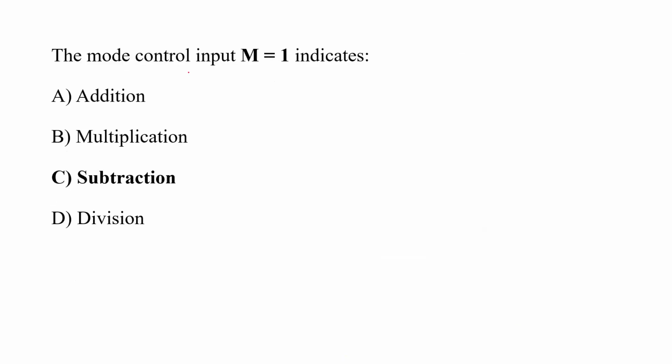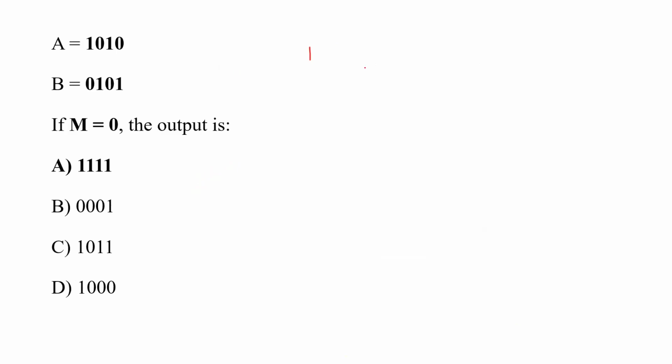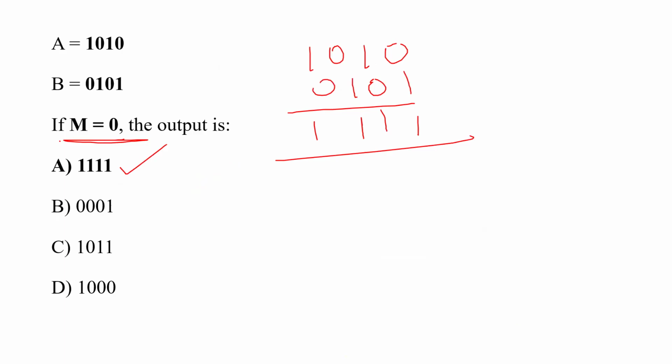Next one: the mode control input M equal to 1 means what? Already I said, M equal to 0 means adder, and M equal to 1 means subtraction. Now M equal to 1 is given, so automatically it will be a subtraction. Now you can see A equal to 1, 0, 1, 0 and B equal to 0, 1, 0, 1 are given. Now M equal to 0 is given. What operation does 0 mean? That is addition. So automatically you add and get 1, 1, 1, 1. So this is my answer. Depending on the control signal, it will binary add or subtract.